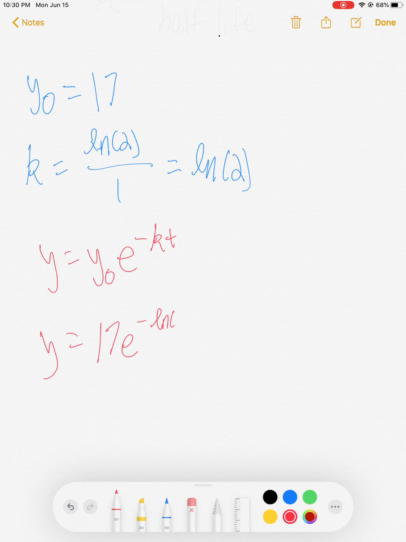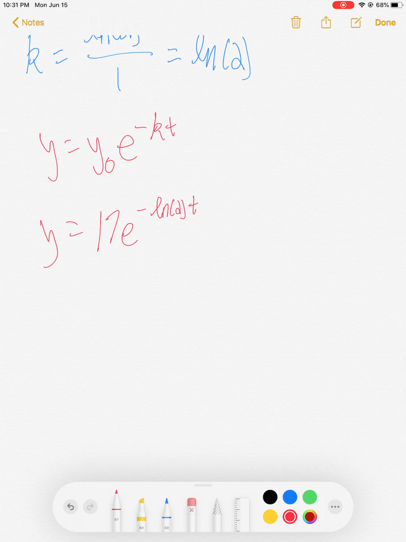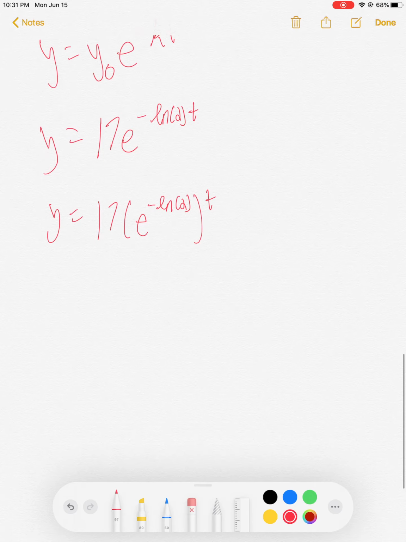So let's go ahead and plug this into our formula. We have y equals y naught times e to the minus kt. Let's go ahead and write that, and then we'll plug stuff in. So that's 17 e to the minus ln of 2 times t. We could, in theory, leave it like this, but I think that we can make this much easier to work with if I do the following.